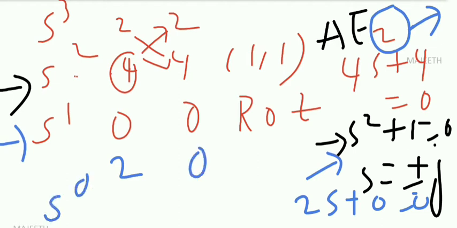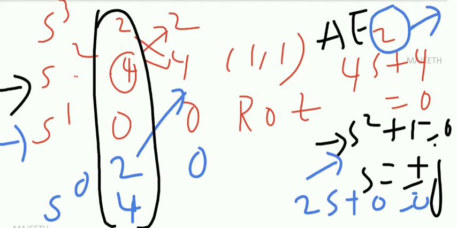Now S power 0 will be 2 into 4, 8 by 2, which is again 4. You see the first column has no negative sign, that means it is a stable system. It is a power of 3, so that means we have 3 poles. Out of 3 poles, we have 2 poles on the imaginary axis. So where should my another pole be? It should be on the left hand side because it's a stable system.